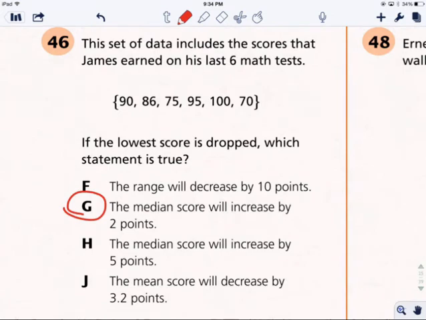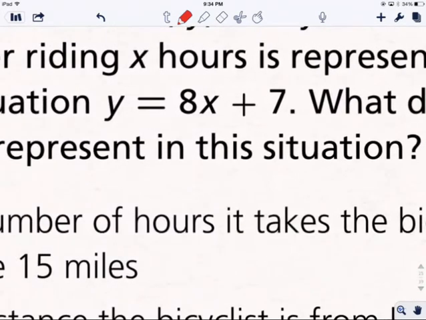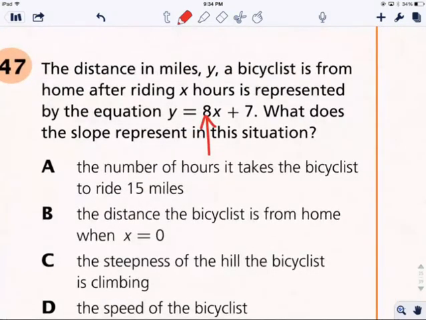Okay, let's move on to number 47. So we are given an equation, y equals 8x plus 7, which represents the distance that a bicyclist is from home after he's ridden x hours. So we want to know, what does the slope represent in this situation? Now the slope of this equation is 8. So what does that slope represent?